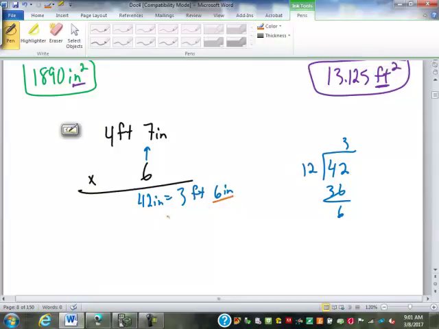We're going to keep the 6 inches here. We're going to carry the 3 feet. But now before we add that 3 feet, we've got to do the 6 times the 4 is 24, plus 3 is 27 feet, 6 inches.